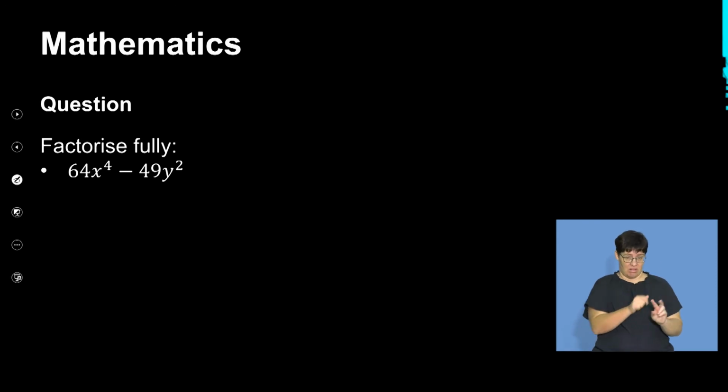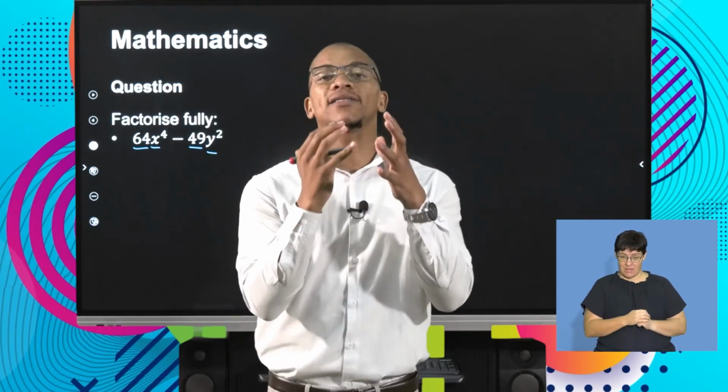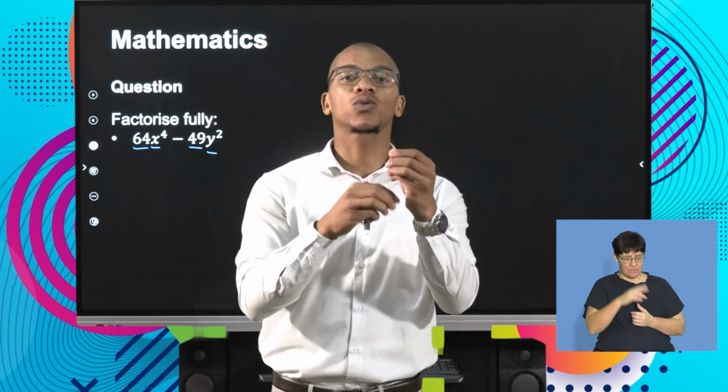Another example, although this does not look like it is a difference of two squares, it is actually a difference of two squares. Why? The 64 is a perfect square, the x to the exponent of 4 is a perfect square, 49 is a perfect square, and the y to the exponent of 2 is a perfect square. Now, the other thing that I just want to quickly explain, when you talk about a perfect square and you're talking about a variable, as long as the variable is to the exponent of an even number, we always say it is a perfect square.